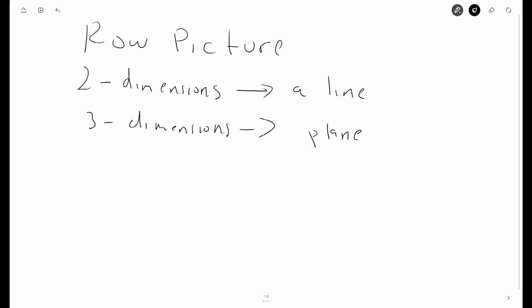The row picture is particularly useful for visualizing how these geometric objects intersect to determine the solution. In a two-variable system such as the following, 2x plus 3y equals 1 and 6x minus y equals 1, we're going to have one solution.